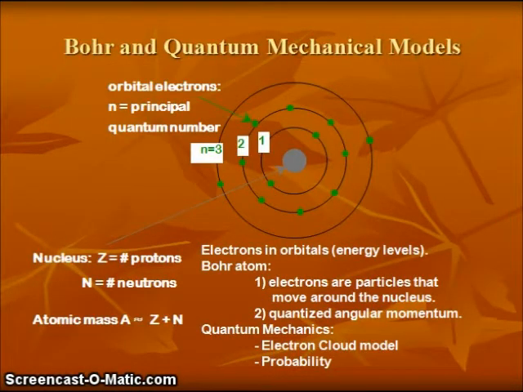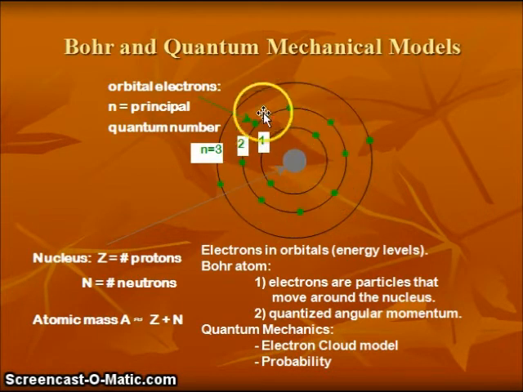So in order to explain the emission spectra of hydrogen atoms, Bohr proposed this model of the atom. Now, what's notable here is the positioning of the electrons. We see that there are 2 electrons which can be held in the first energy level or the first ring.